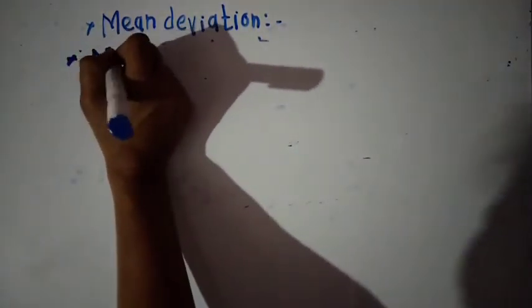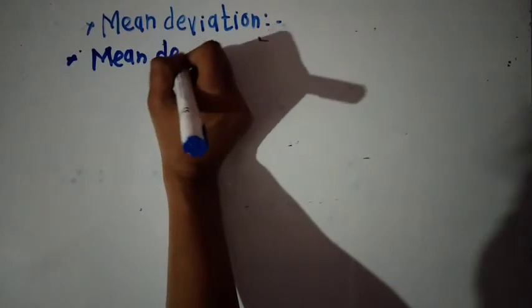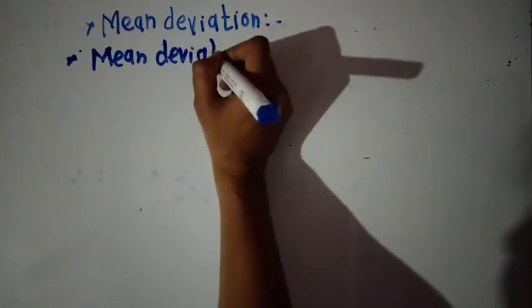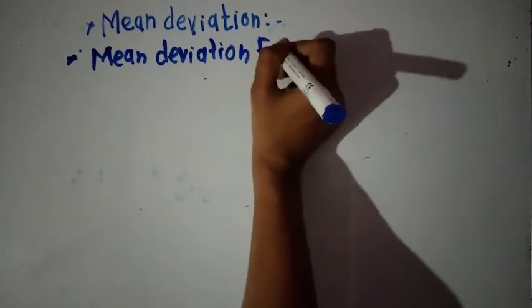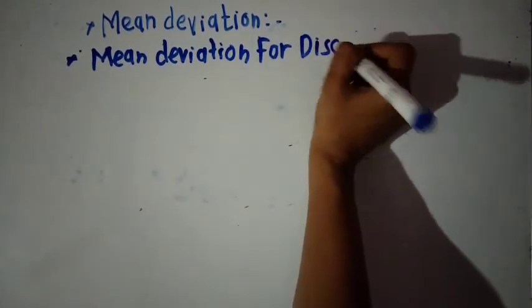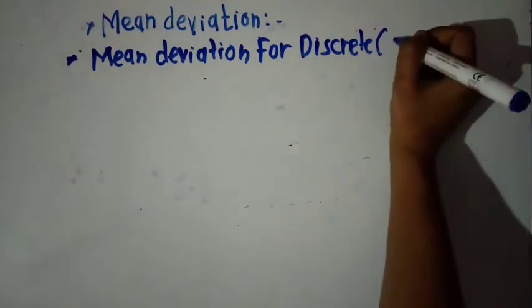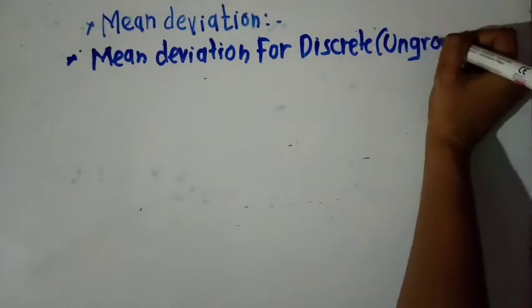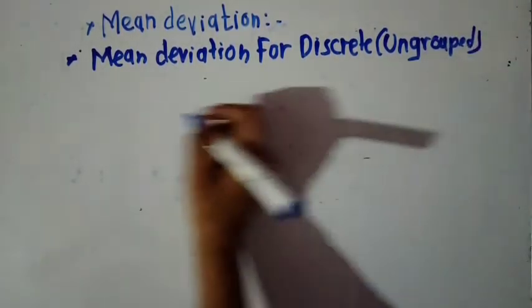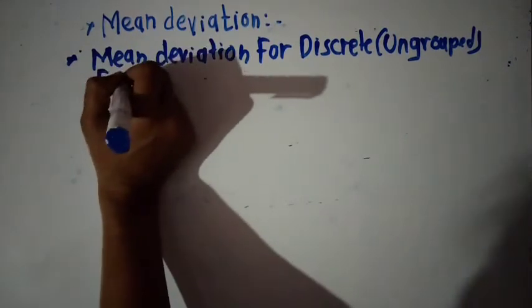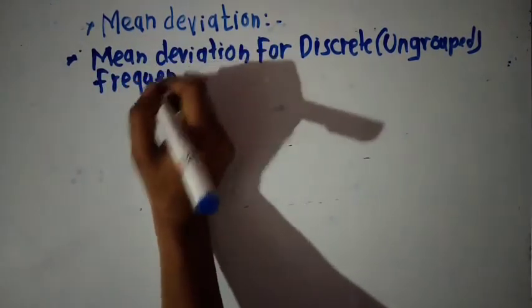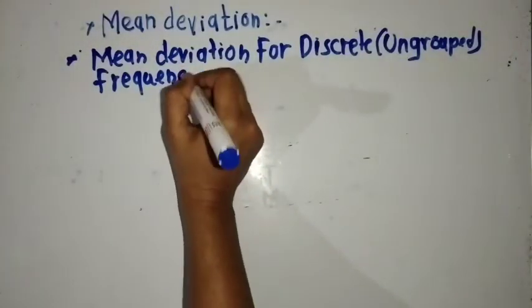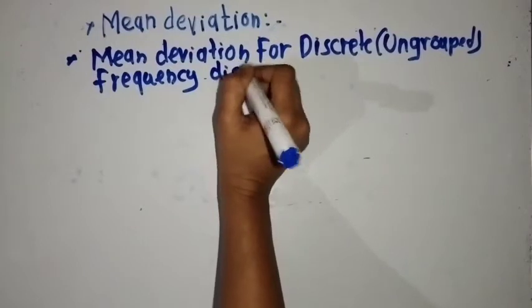Then next point is mean deviation for discrete means ungrouped frequency distribution. Ungrouped frequency distribution.